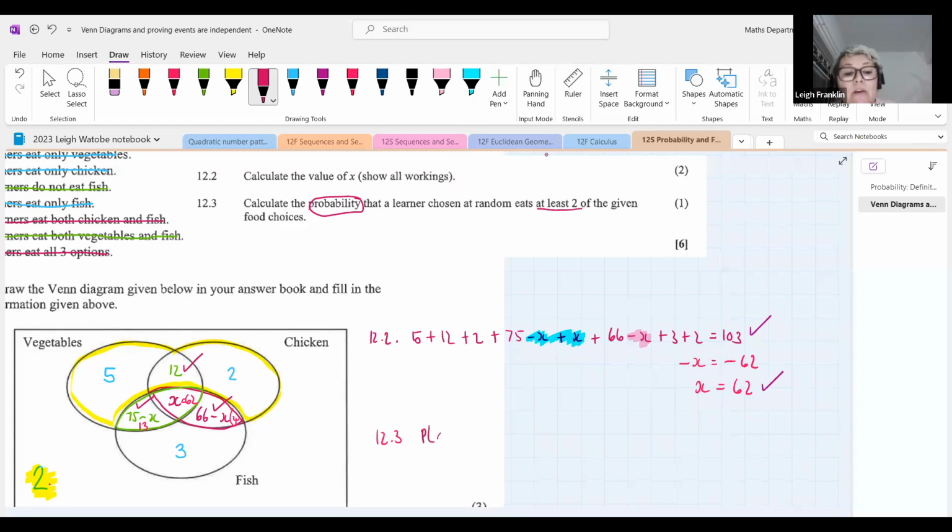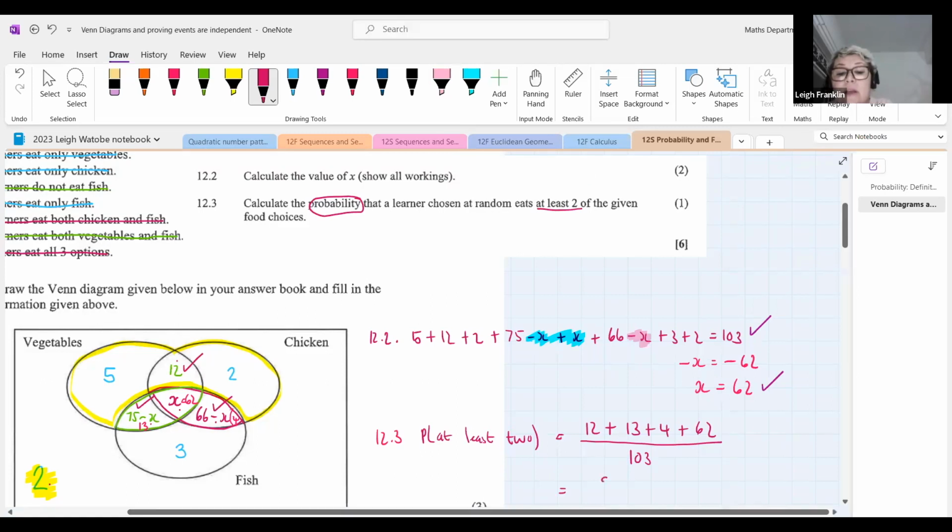So probability of at least 2 is going to be the 12, the 13, the 62, and the 4. Does that make sense to everybody? You know where I'm getting these numbers from? The 12, the 13, the 4, and the 62 out of 103. Okay, 91 over 103 says Miss Cindy and iPhone. There we go. All right.